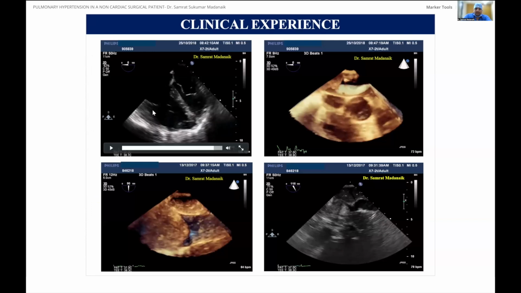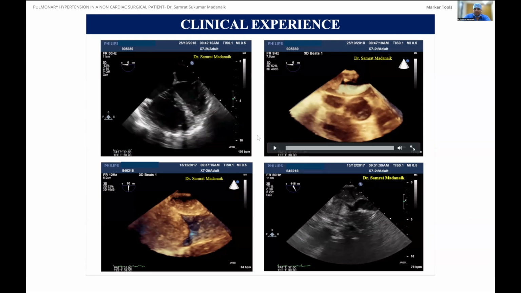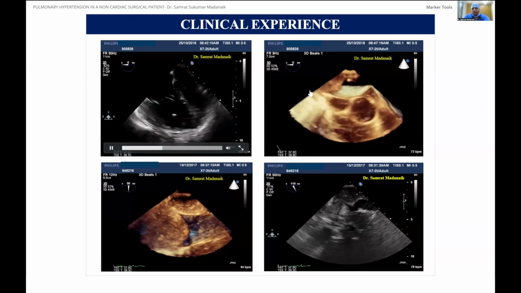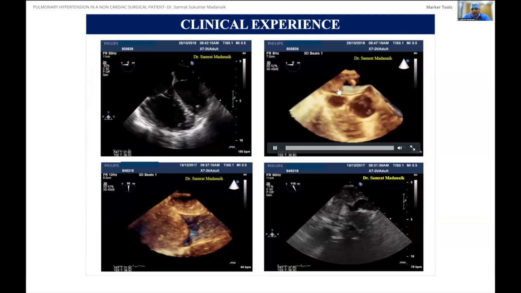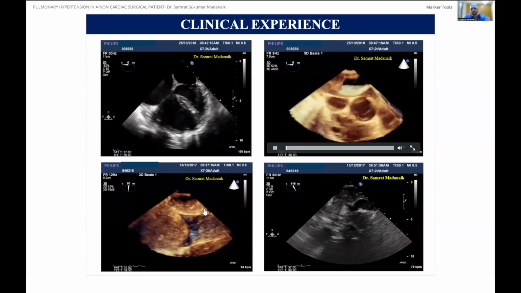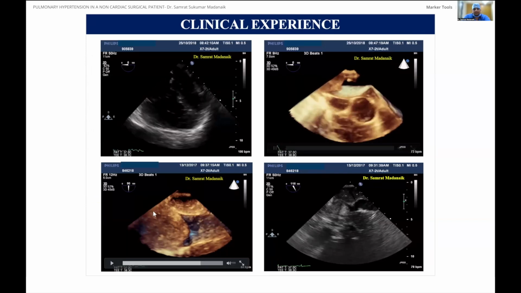A few of my clinical experiences. One patient I had was subjected to an orthopedic surgery, basically a femur nailing. This was long back, and on post-operative day 3 and 4 he had dyspnea. So we tried to find the cause, and the cause was pulmonary embolism. You can see a nice pulmonary embolus sitting in the right pulmonary artery. This is a TEE image.